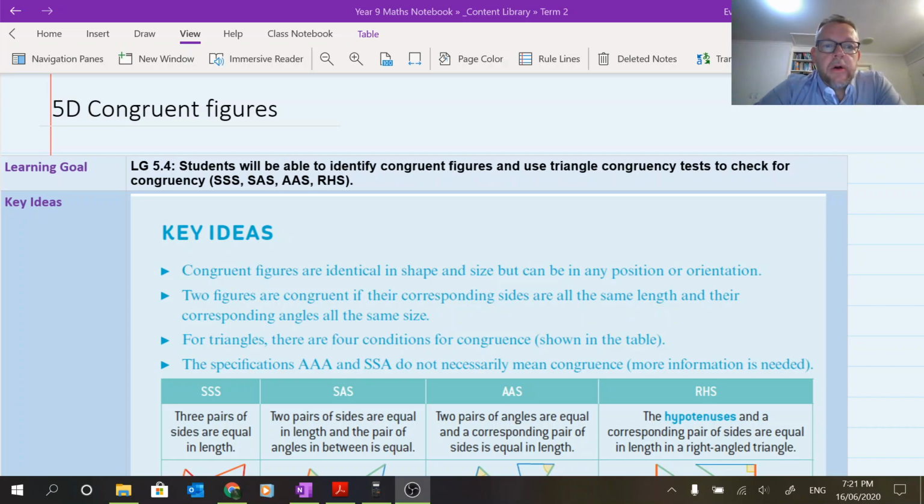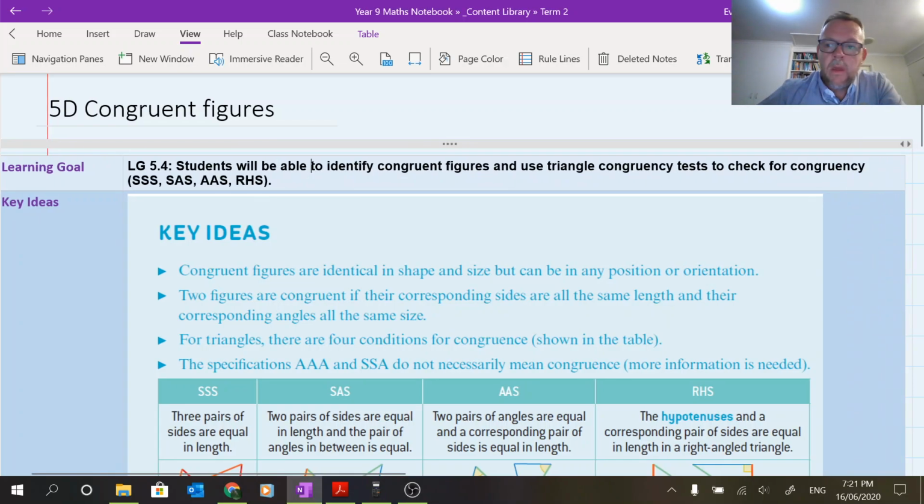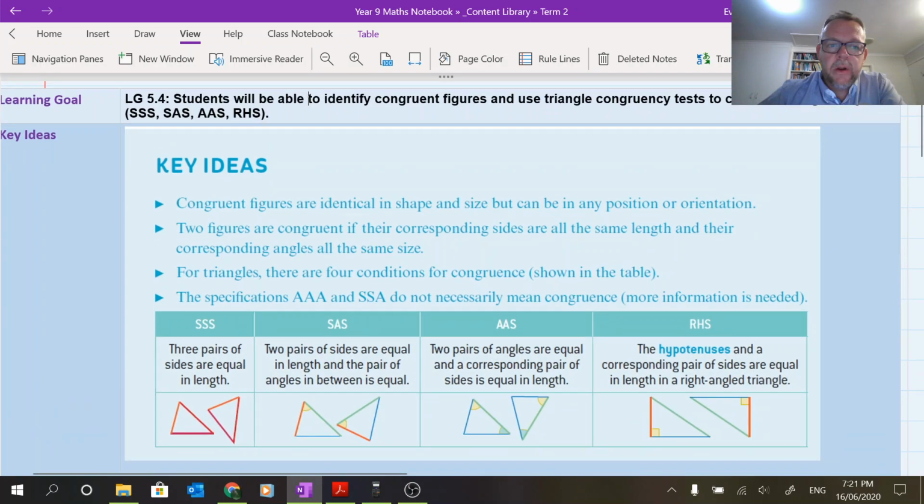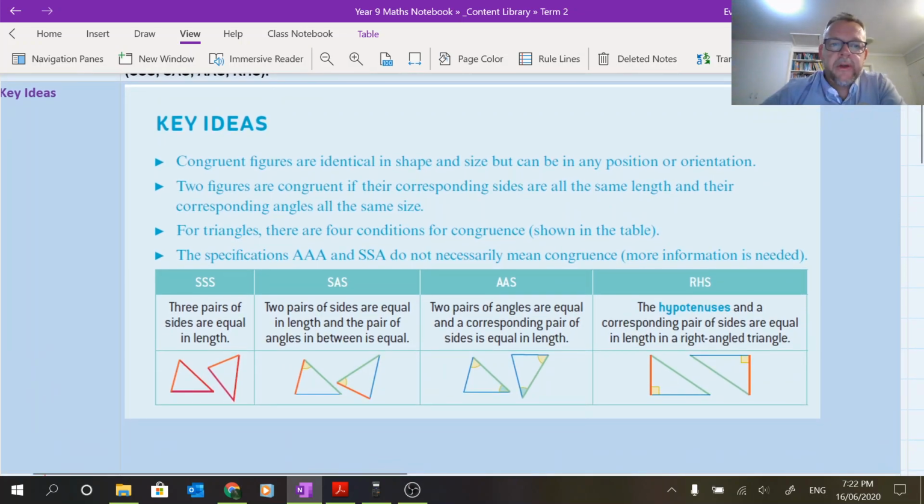We're looking at congruent figures. So the goal of today is that you should be able to identify congruent figures and then use the triangle congruency tests to check for congruency. And there are 4 tests that we were looking for: side, side, side; side, angle, side; angle, angle, side; and right angle, hypotenuse, and side. So our first definition we need to worry about is that of congruent figures.